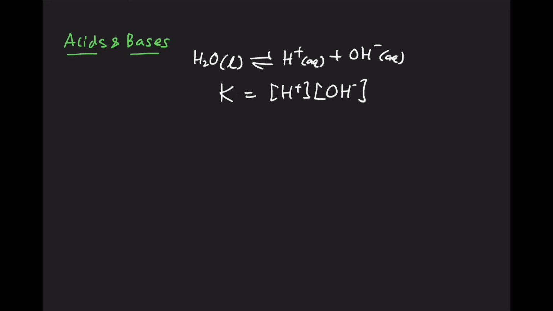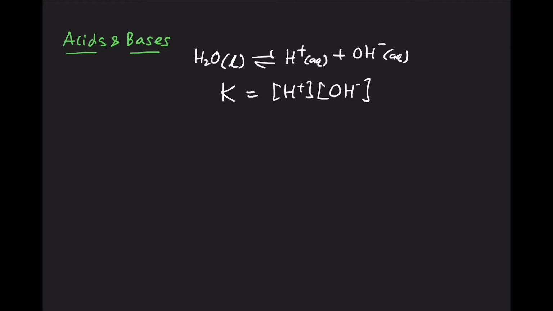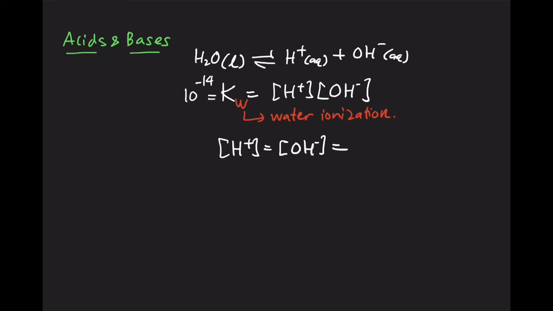And in this case, we don't divide by H2O, as H2O is liquid and we only consider the aqueous and gas phase. The K here we normally call KW, and the W stands for water because here we are talking about the reaction of water ionization. Now, the KW for water at room temperature is 10 to the power of minus 14. Therefore, if H+ is equal to OH-, the value is 10 to the power of minus 7.